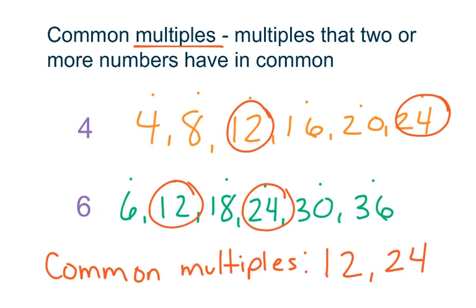And we might be able to, if we continue to list our multiples, find a pattern there of common multiples that we would find between our 4 and our 6. But that's not really necessary. What's necessary is that we see our 12 and our 24 are common multiples between 4 and 6.